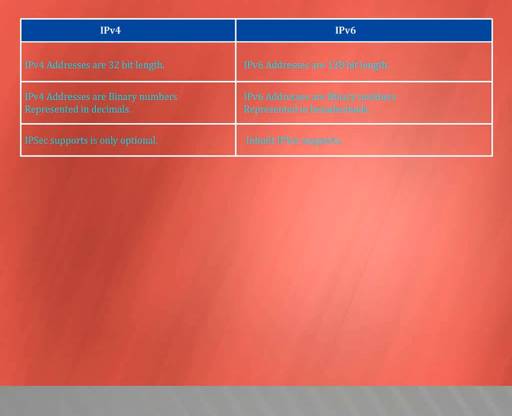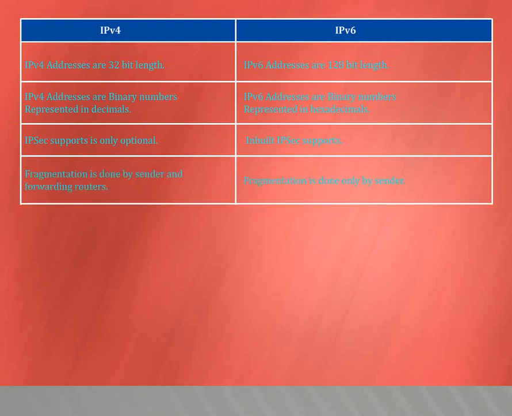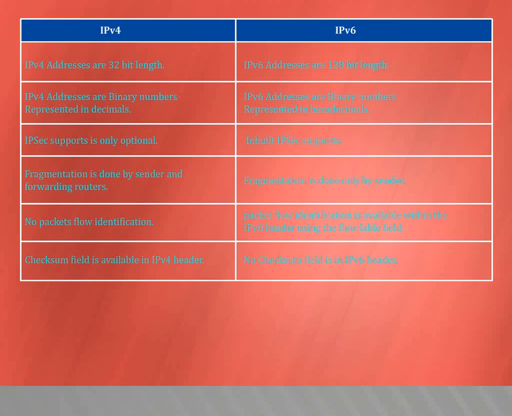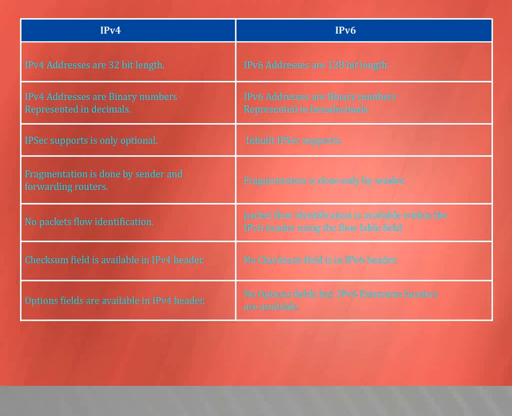IPsec support is only optional in IPv4. IPv6 has inbuilt IPsec support. In IPv4, fragmentation is done by the sender and forwarding routers. In IPv6, fragmentation is done only by the sender. IPv4 has no packet flow identification. In IPv6, packet flow identification is available within the header using the flow label field. A checksum field is available in the IPv4 header. There is no checksum field in the IPv6 header. Options fields are available in the IPv4 header. IPv6 has no options fields, but extension headers are available.